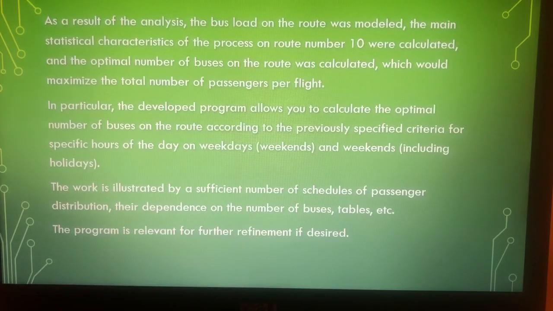The work is illustrated by a significant number of graphs of passenger distribution, their dependence on the number of buses, tables, and others. The program is relevant for future use.